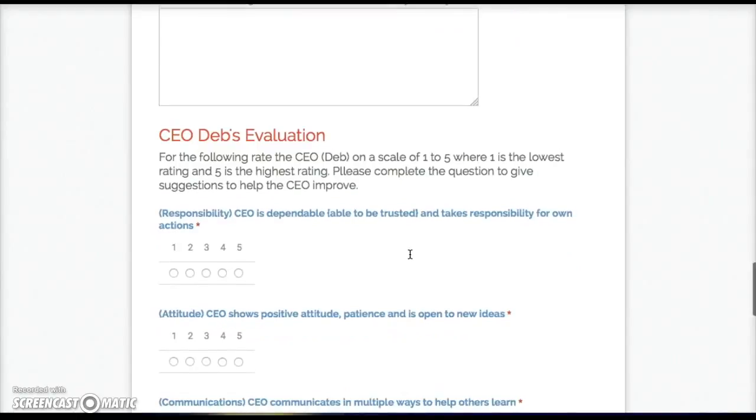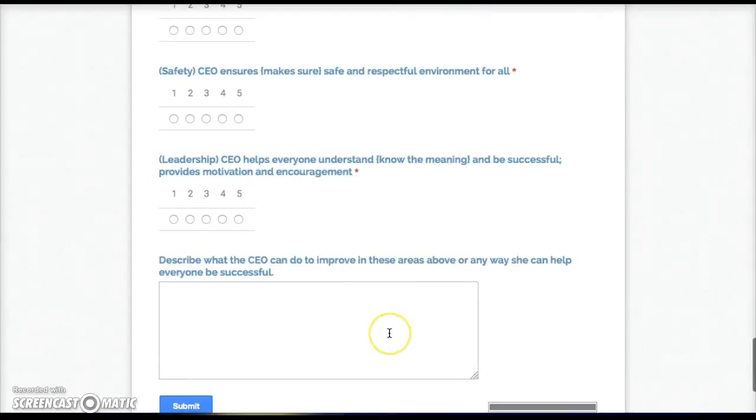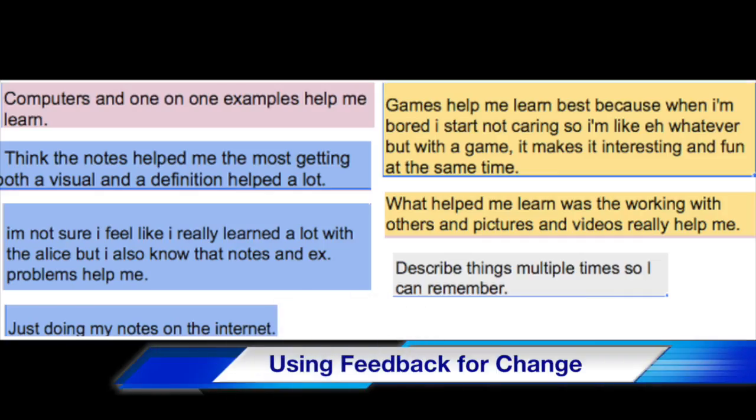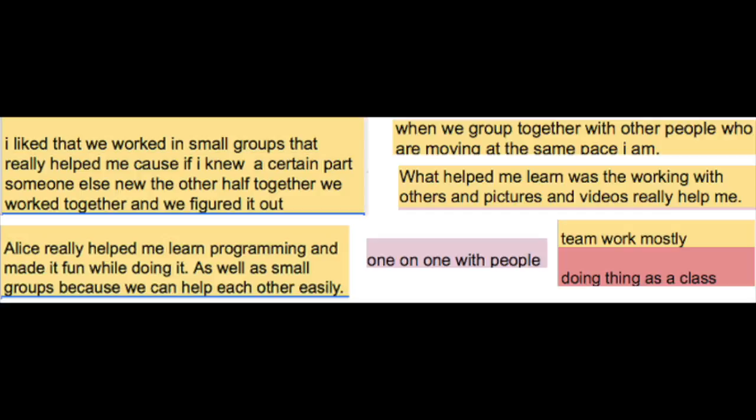And then of course the evaluation of me. I like to get evaluation of me and always give them space to add more information. I look at their feedback. So I looked and some people like the notes and getting both a visual and a definition helped. Computers and one-on-one examples. Some people like the games. Some didn't feel they learned with Alice, but they knew notes and example problems helped. Doing the notes on the internet and describing multiple times so they can remember. So I took that feedback and then I looked at some other feedback regarding they liked working in small groups.